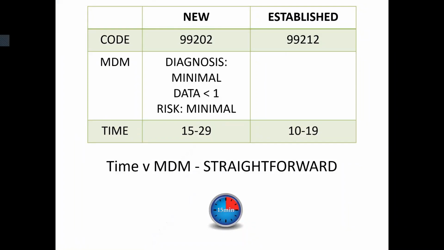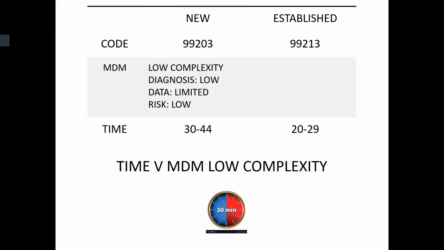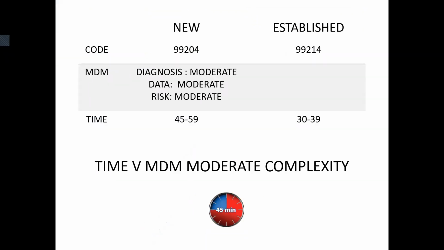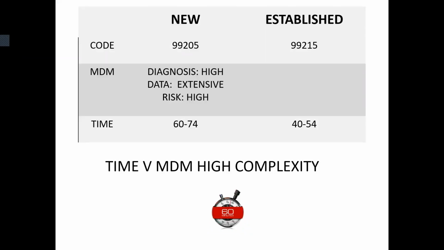So for new patients, anything up to 29 minutes is a level 2. For an established patient, anything between 10 and 19 minutes is considered a level 2. A level 3 on an established patient is 20 to 29 minutes. A level 4 on an established patient is 30 to 39 minutes. And for a level 5 on an established patient, it's 40 to 54 minutes. There is also a procedure code that can be entered if there is additional time exceeding 60 minutes, and it's also given in 15 minute increments.